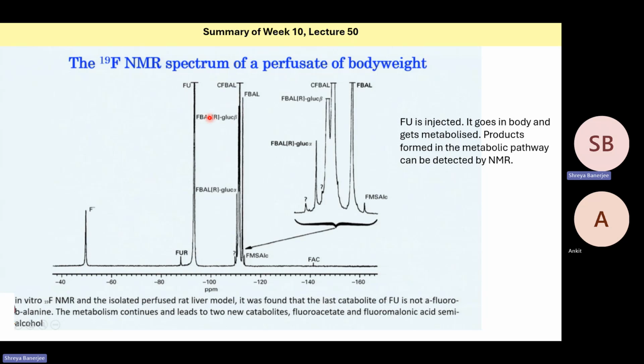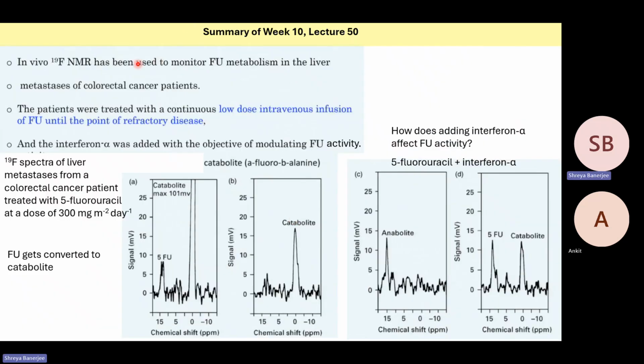Now, suppose you are taking this NMR after 1 hour of taking the drug, then after 2 hours of taking the drug. If you take the NMR with respect to time, then the spectra will change and you will be able to have an idea of the metabolic pathway. That is, at what time, what metabolite or byproduct is forming from the drug. So in vivo 19F NMR has been used to monitor this FU metabolism in the liver.